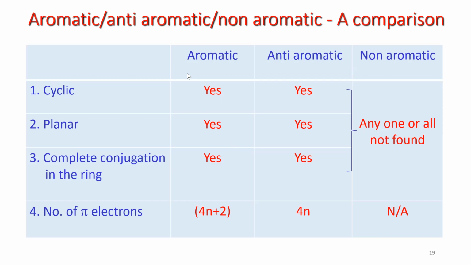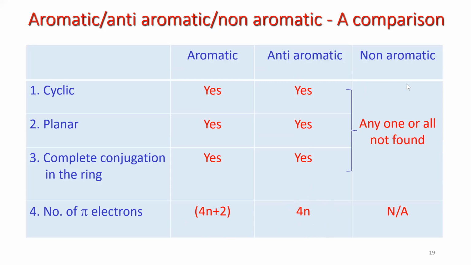So if there is a cyclic system, and that is also planar, and the complete conjugation is also there, similar to aromatic compounds up to the third one. Cyclic, planar, and complete conjugation is there in the ring, but the number of pi electrons is not 4n plus 2, but 4n. If the number of pi electrons is 4, they are called anti-aromatic compounds. They are not aromatic because the Huckel number is not there, but all these other requirements are there. So they are called anti-aromatic.